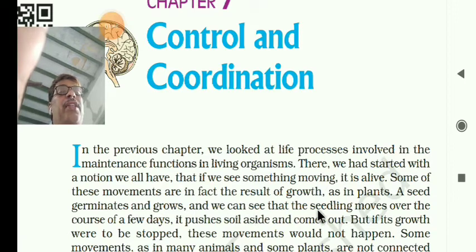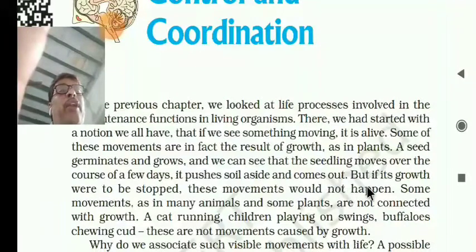And we can see that the seedling moves over the course of a few days. After that, the seedling moves, like it grows slowly. And then, what we are looking at, it pushes the soil aside. It pushes the soil on one side and comes out of that. But suppose if the growth is stopped, these movements would not happen. These movements would not be possible.